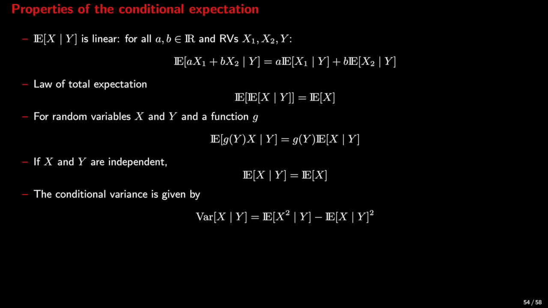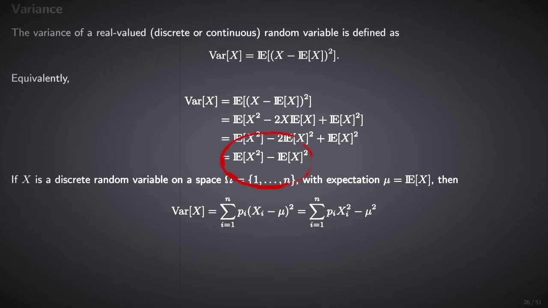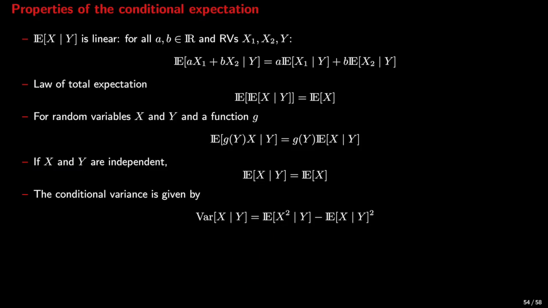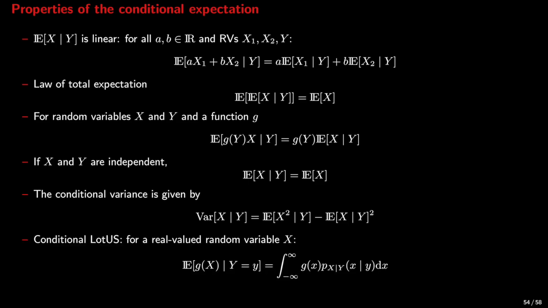This is very reminiscent of a very similar formula we had for the unconditional variance. So the formula for the unconditional variance is the same as this one if you remove the conditioning given y. So we have that the variance of x given y is the conditional expectation of x squared given y minus the expectation of x given y squared. So it's really similar. The law of the unconscious statistician also has a conditional version.